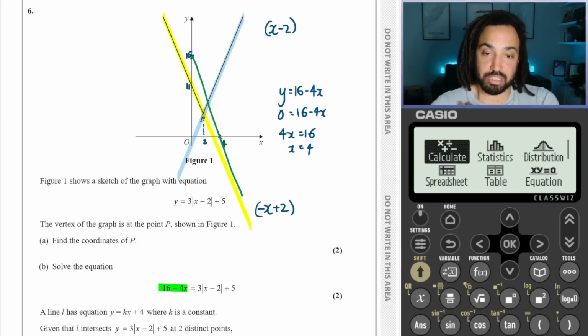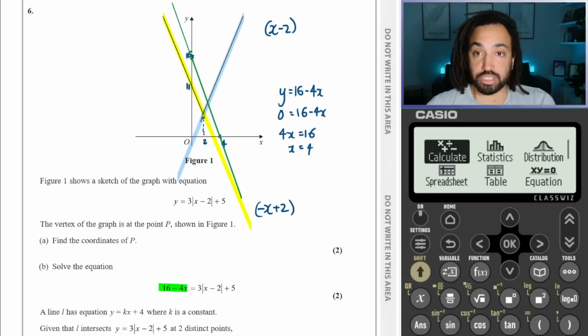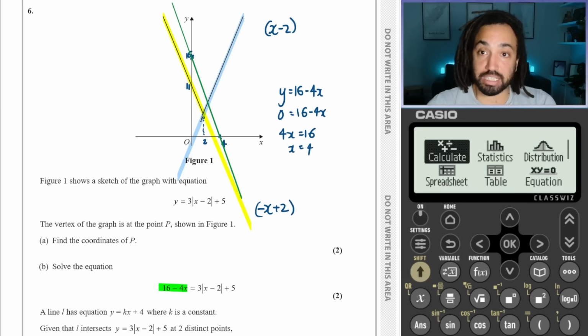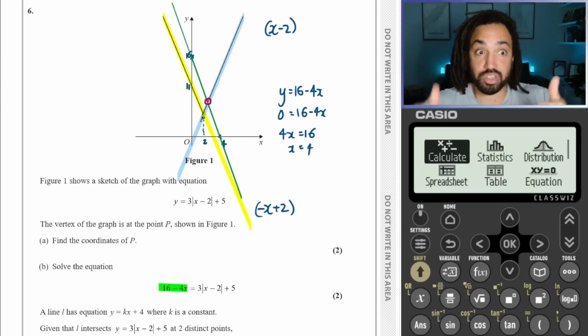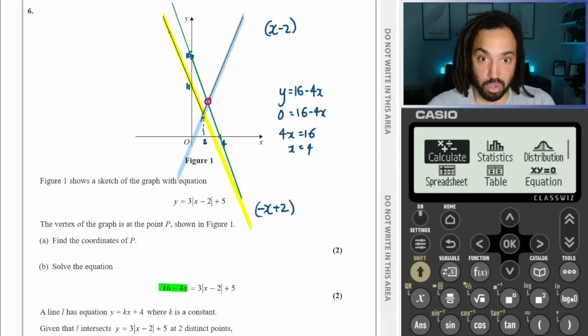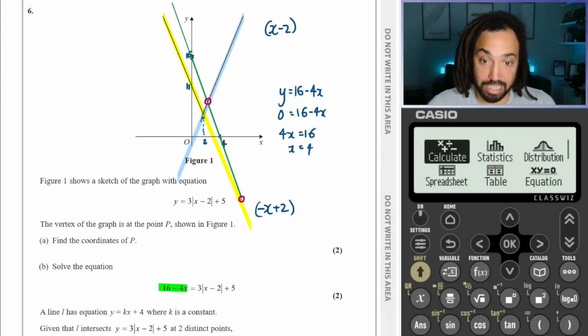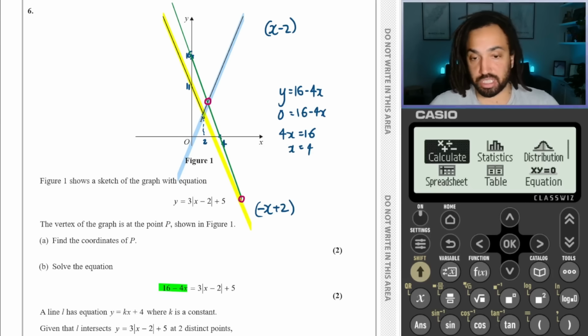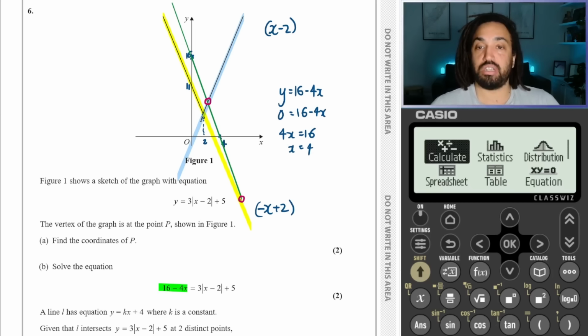Now this may seem like a bit of a faff to do all this stuff, but I like it because it gives me real clarity as to how many solutions I'm going to be expecting. Right, so we're going to get one solution here, which is good. That's a good solution because that is actually on the V shape. And we're going to get one down here, which is going to be like a ghost solution. That one we don't want. That is not actually on the graph.